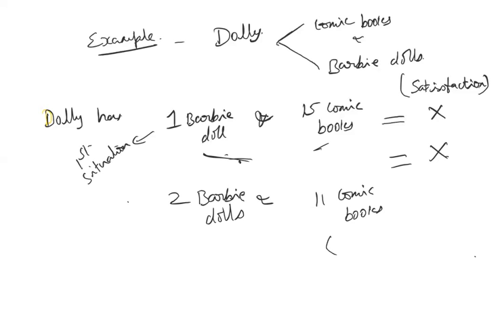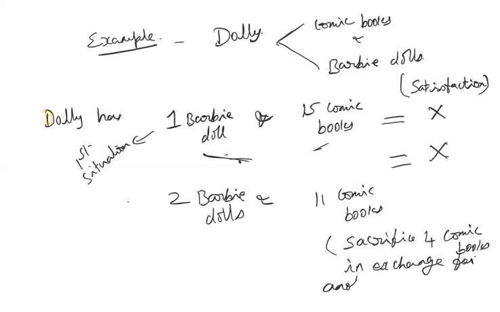That means she is willing to sacrifice 4 comic books in exchange for another Barbie doll, so that her satisfaction remains the same. If she has to maintain the same level of satisfaction, she is willing to exchange 4 comic books in exchange for one more Barbie doll.